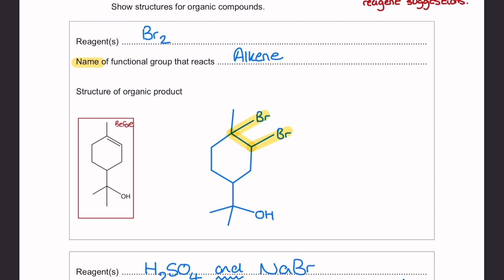So here, the first group, if we have a look at our before just here, it's got a double bond. That means I'm going to suggest bromine. The functional group that reacts is called an alkene, and here's the product, and I've highlighted up what's changed.